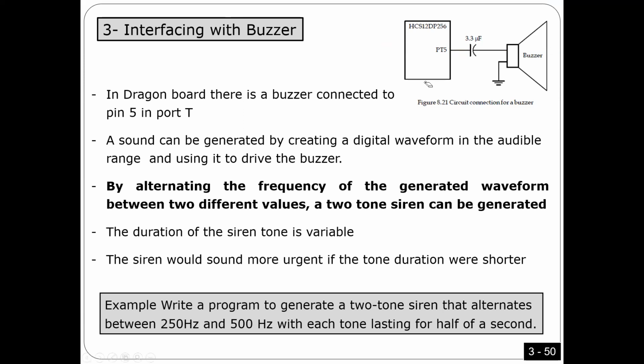So now, how can I program this buzzer? How can I make sound? Very simple. The way you have to make it sound, guys, is on BT5, all you have to do is generate a square wave. That's it.